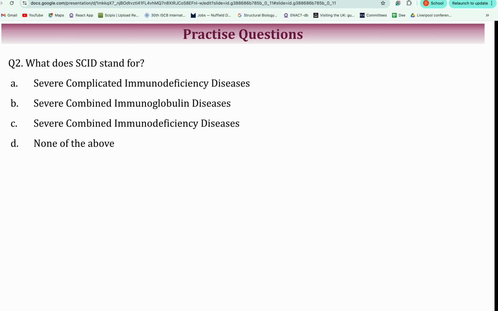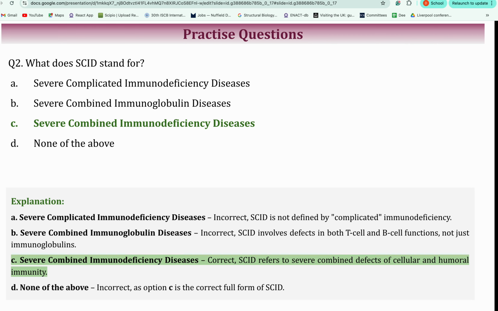Okay, so this is quite straightforward. So I guess you'll not take much time for this. So the right answer is option C, which is severe combined immunodeficiency diseases. So I don't think we need any explanation for this. So let's move to our next question.